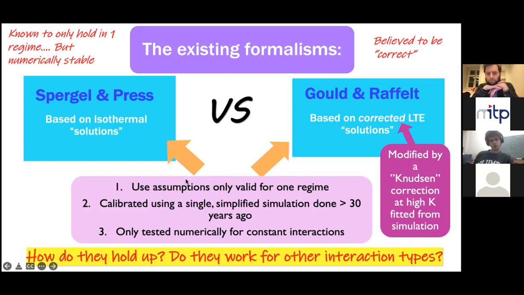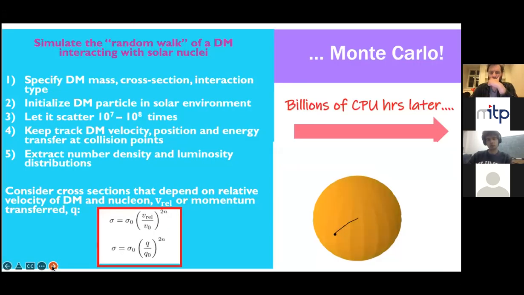So essentially, although this is all great, we want to know how well these two approximations actually hold up in more realistic models of the sun and stars, and whether they actually can be generalized to more general types of interaction. So to this end, we've actually constructed a direct Monte Carlo simulation of this. And for the first time, we're using a realistic model of the sun. And essentially what we do is we simulate chains of 10 to 100 million dark matter nucleus collisions and keep track of the dark matter position, speed, and energy transfer at each interaction point.